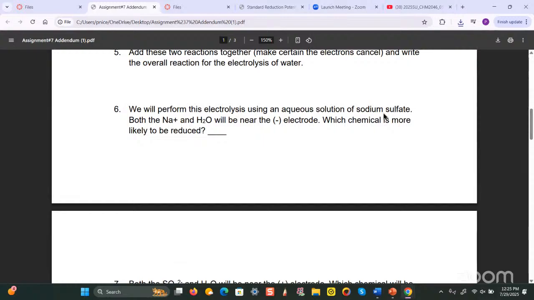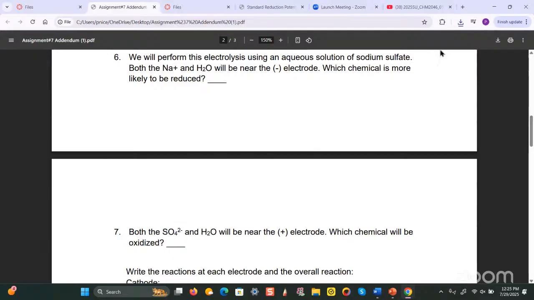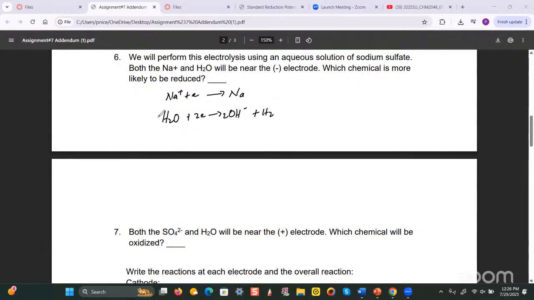Now, in order for us to answer that question, scroll up, we have to look at the possible reduction reactions that would take place at the cathode, right? Now, one of them would be the reduction of sodium, which would be Na+ plus an electron to give Na, right? The other reaction is a reduction of water, which we saw before: H2O plus 2 electrons to form 2OH- plus H2, and we need a 2 here, right?